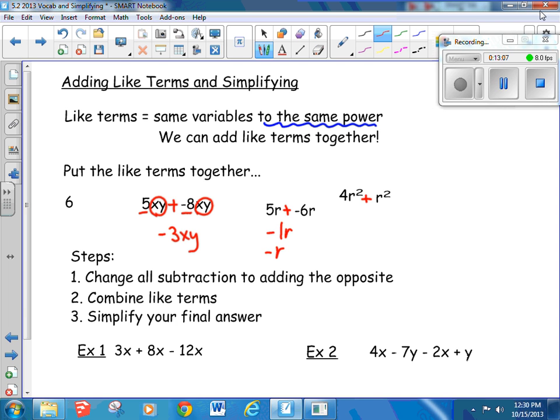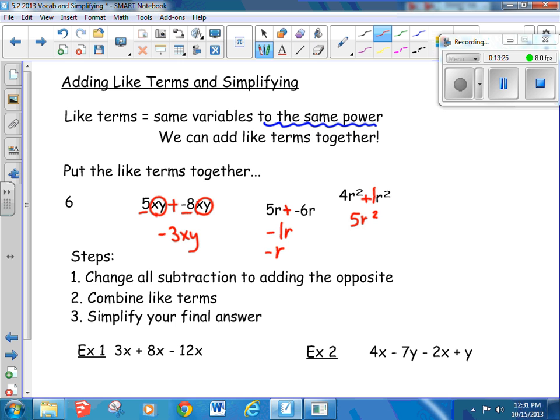All right, 4r squared plus r squared. First of all, what's the coefficient on the second r squared term, Caitlin? 1. So what's 4r squared plus 1r squared, Caitlin? 5r squared. So we're going to be adding all kinds of interesting algebraic terms like this.